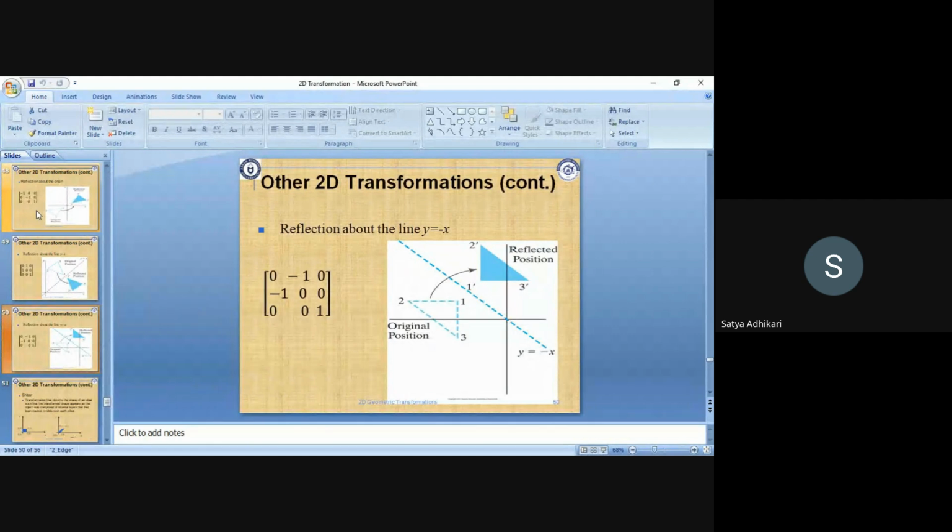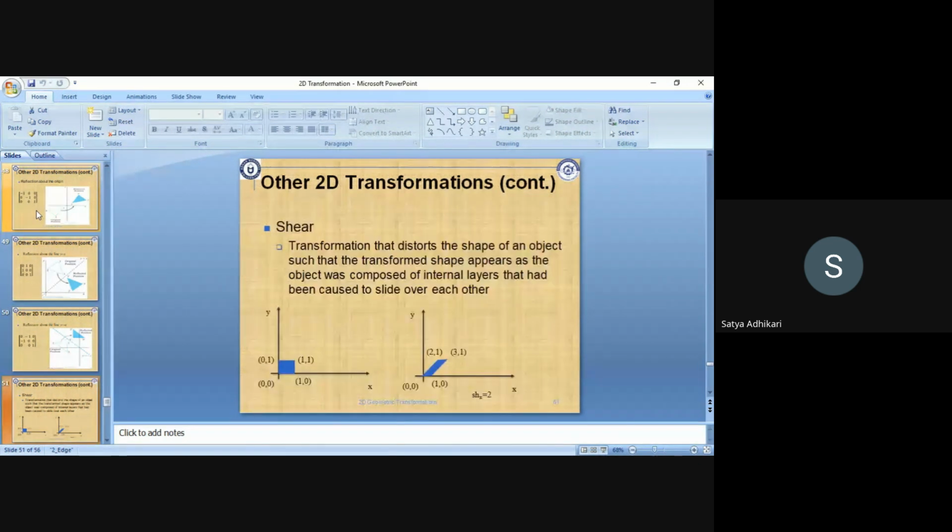So we have to reflect an object with respect to these lines. So far we have discussed reflection about the x axis, about the y axis, about the origin, with respect to y is equal to x or y is equal to minus x. And now come to the last one. The last transformation, number 5, shearing.